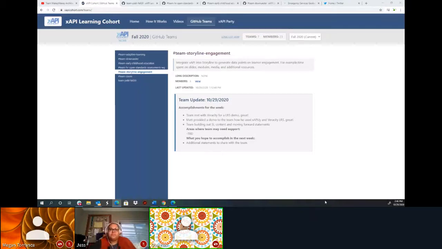And then some additional information that we learned. We could have talked for a while with all the information they provided. Matt provided a demo to the team yesterday on how he used xAPI and the Veracity LRS as well, which was really great and very encouraging to the rest of the team and helped the team out as far as moving forward with developing our statements. He also shared out our storyline file for us to build on content and move forward with our statements.